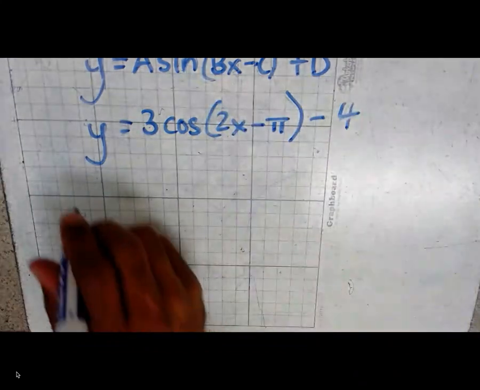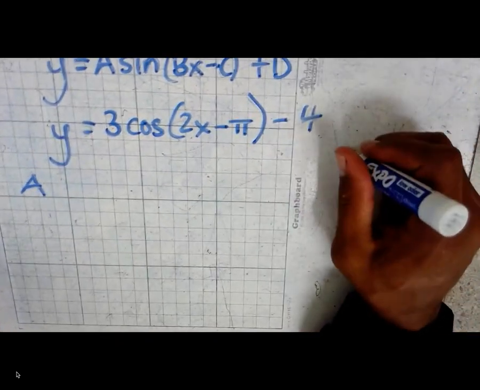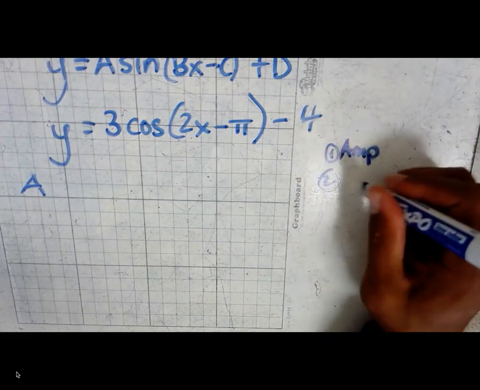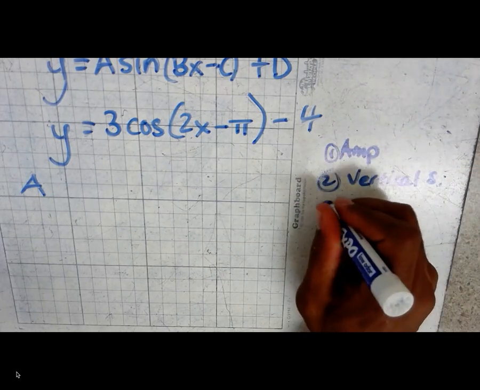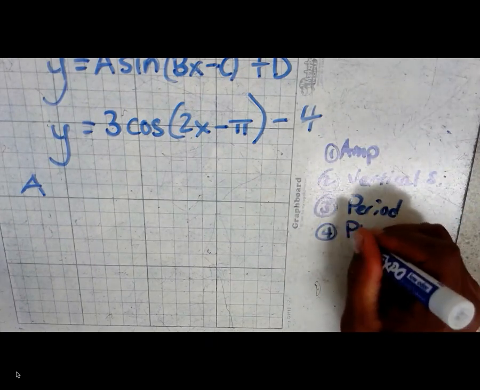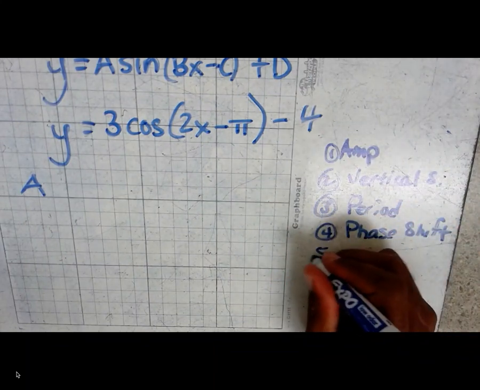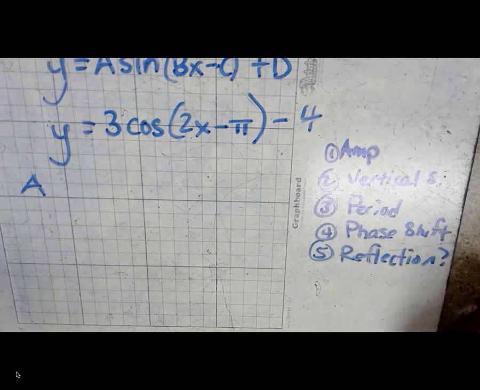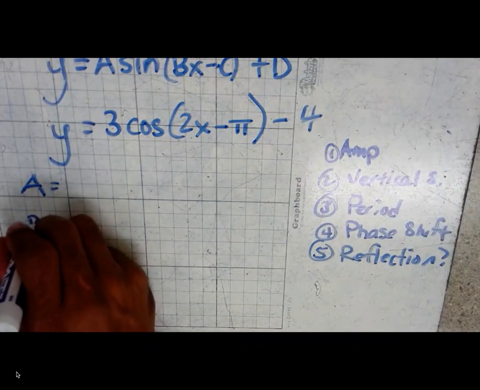So the first thing the question asks in this homework packet is the amplitude. You have to find the vertical shift. You have to find the period and phase shift. And then it also asks you to find if there's a reflection or not. And if you remember, a reflection just means it's going to flip, right? All right, so let's first start by finding the A, B, and C.